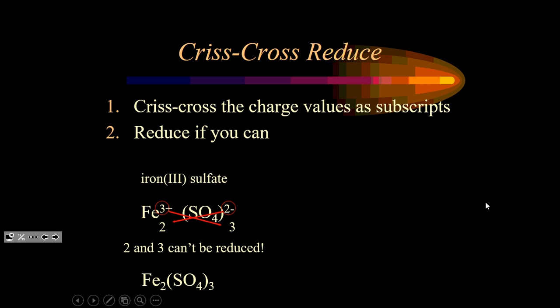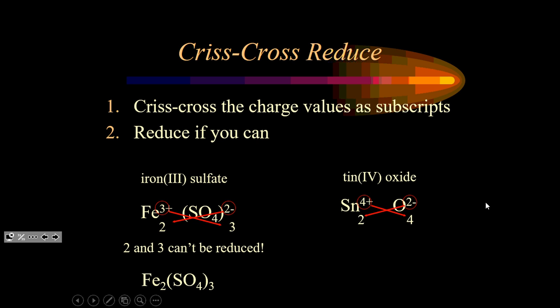Now, what would a reduced situation look like? Well, let's say we have tin 4 oxide. Remember, IV is a Roman numeral 4. That means we've got Sn with a 4+ charge. And it's with oxide. If you look up oxide on the back, it's O2-. And if we crisscross those values, the 4 goes down to a subscript in the O, and the 2 goes down to a subscript in the Sn.